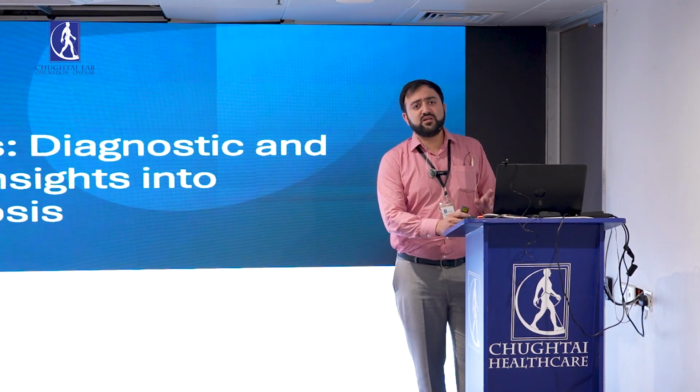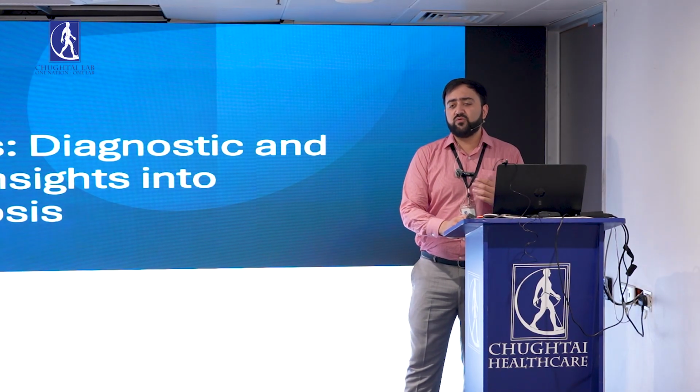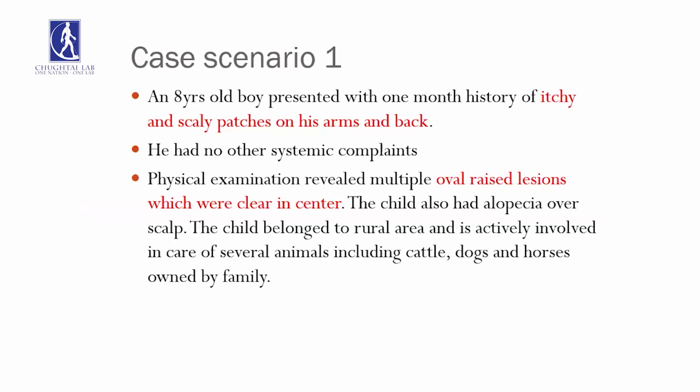So I will start with two simple case descriptions, and then I will follow through with their presentation, diagnosis, and management. So first case, it is an 8-year-old boy who presented with 1 month history of itchy and scaly patches on his arm and back. And there were no other systemic signs except these patchy lesions. And physical examination revealed multiple oval and raised lesions which were clear in the center. And the child also had alopecia of the scalp.